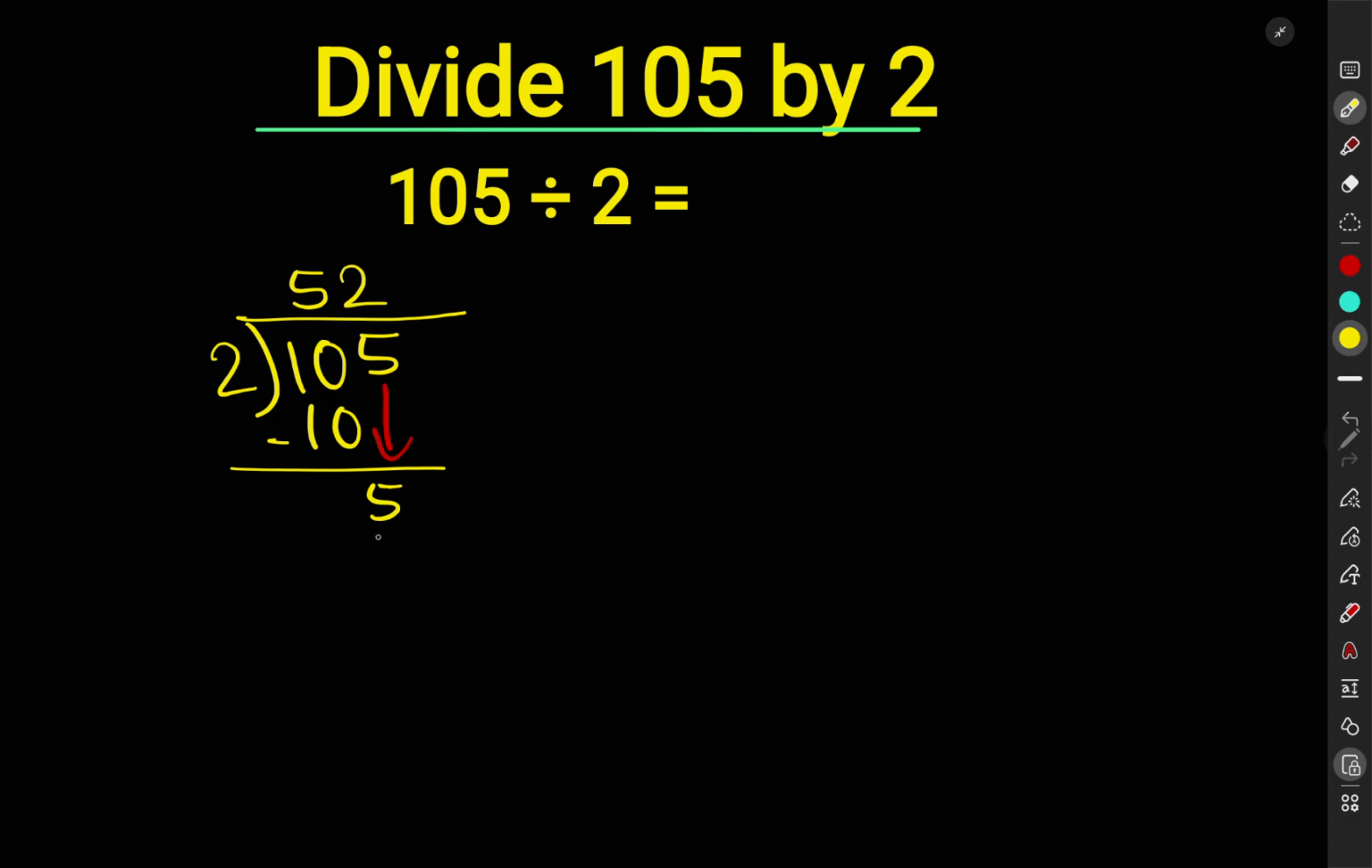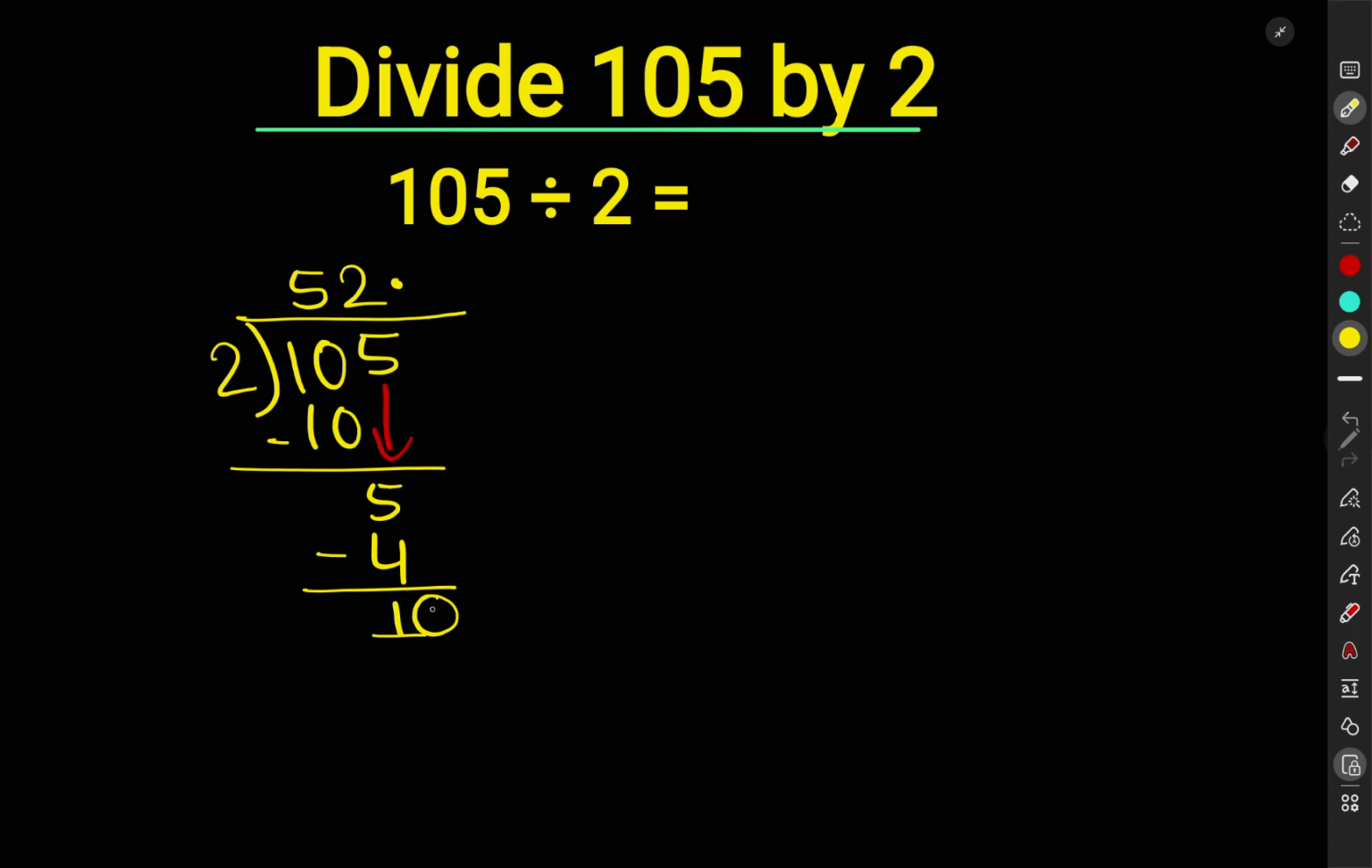So 2 times 2 means 4. On subtracting we get 1. So now this 1 is less than 2 and there is no other number beside. So we put here a decimal so that we take here 0.